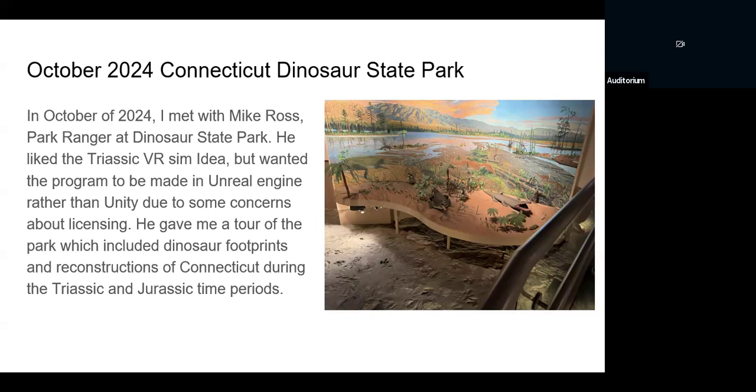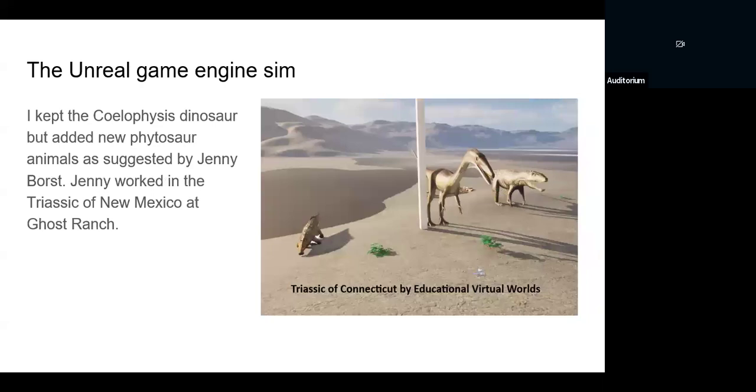He had dinosaur footprints, and he wanted like a VR simulation of the dinosaurs running across the plain. So I'm still sort of working on that with some friends in Connecticut. But this is what I came up with. One of the things I found out was Unreal was really good at modeling the landscape and the environment. And so what I did was I put together a simple reconstruction, and our own Jenny Borst got together with her on, I think it was Discord, and she took a look at it and she said, here's the animals you need to put in your simulation.